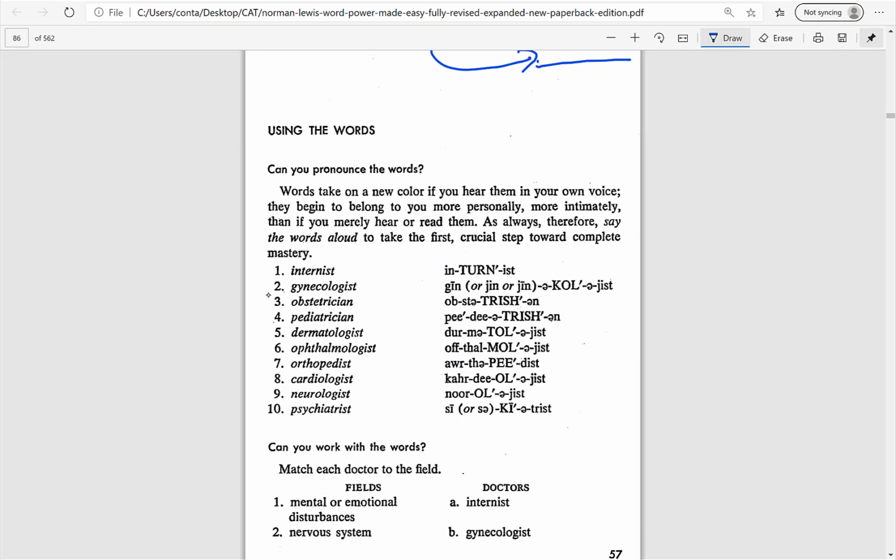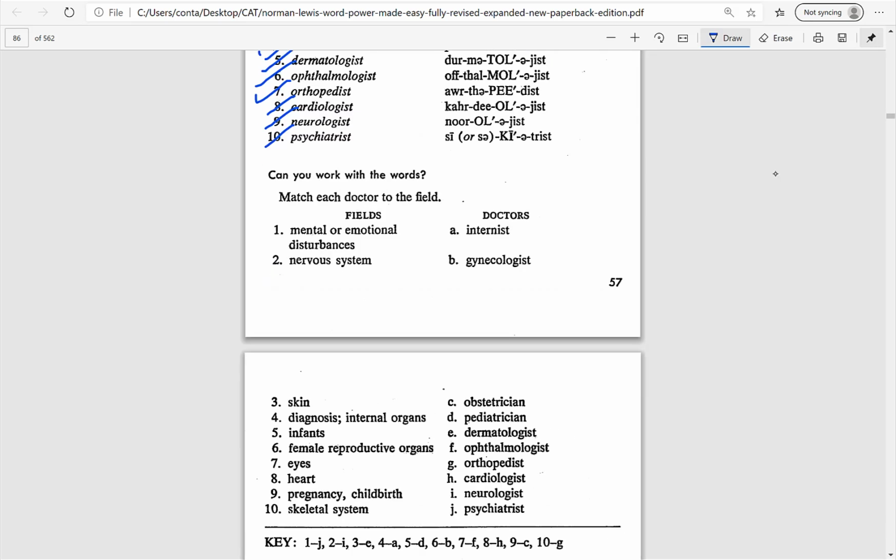How do we pronounce these words? So, internist, gynecologist, obstetrician, pediatrician, dermatologist, ophthalmologist, orthopedist, cardiologist, neurologist, psychiatrist. Let's see if we have understood the meaning and the specialty of these doctors.